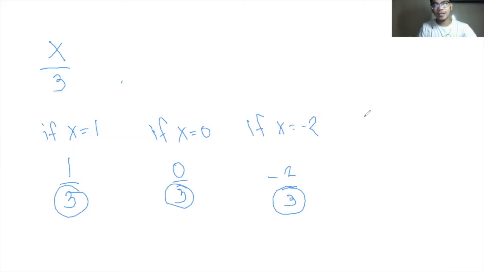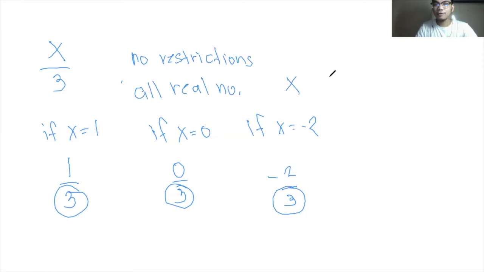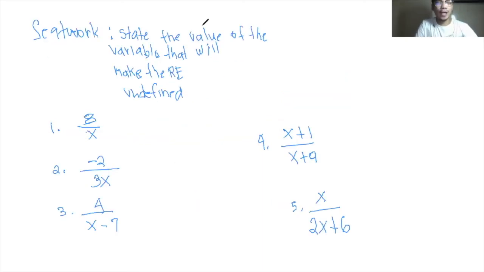So if we try any numbers, we will have no value that will make that denominator 0. If that is the case, then we can say that this has no restrictions, meaning we can use all real numbers. Usually we say that x is an element of real numbers, which means we can use any number for the variable x.